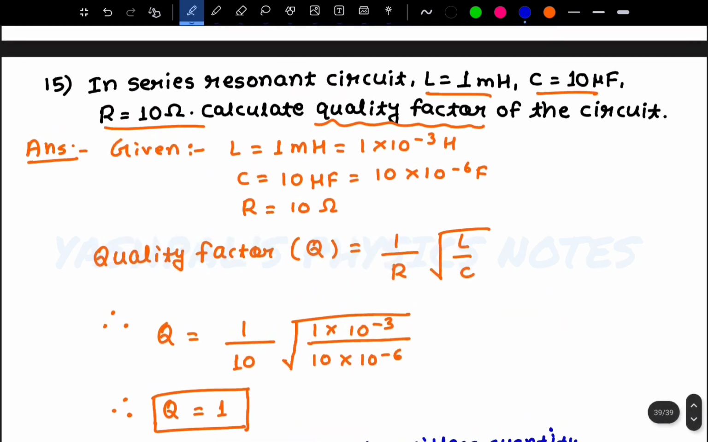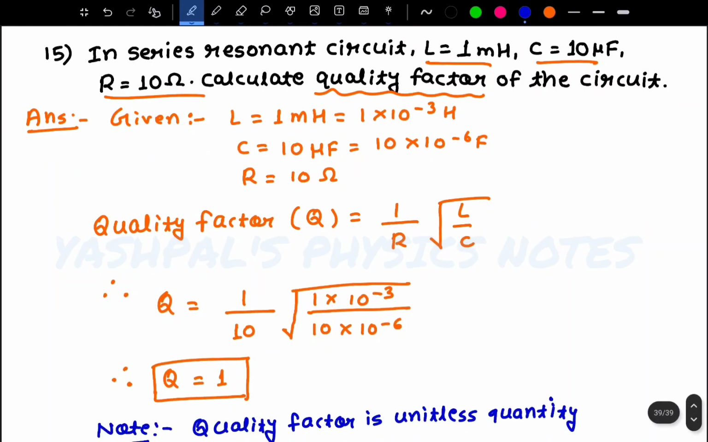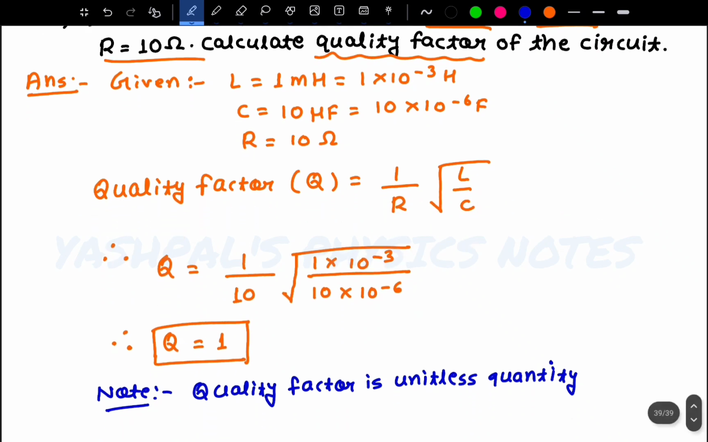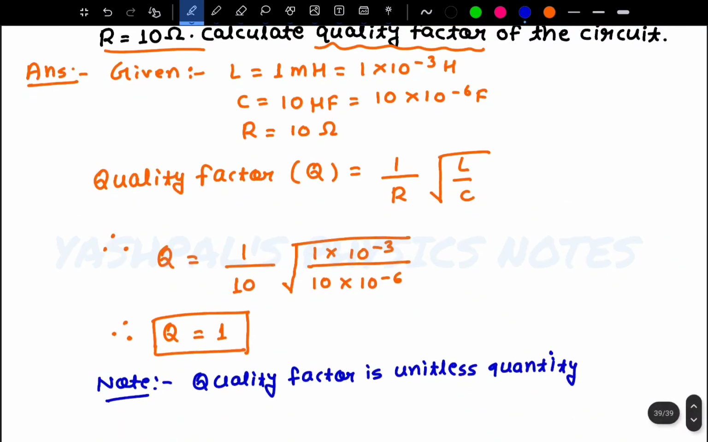So we have solved all the questions asked from summer 16 to winter 19 in RTM Nagpur University exams for B.Sc. Sem 1 Physics Paper 2, for unit number 4, that is A.C. Circuits. I hope you have understood all the questions. If you have any doubts, you can ask in the comment box.